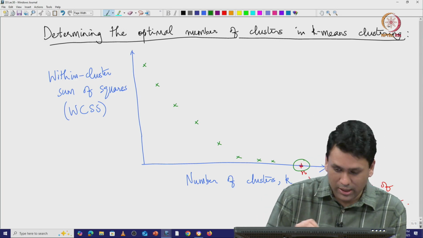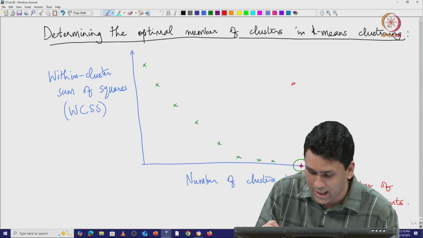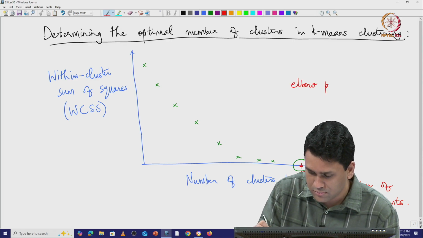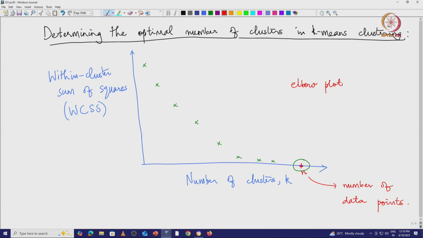So, what we do in this kind of plot is called an elbow plot, and we want to identify the elbow point, which is the point at which the WCSS saturates. So, it is keeping on dropping, and at some point it just completely saturates. So, that is like an elbow, there is a sharp decline in the slope at this point. So, you take this as the optimal number of clusters.